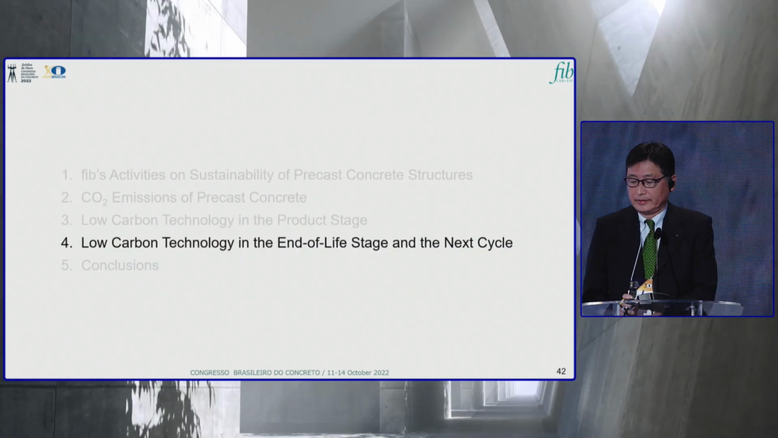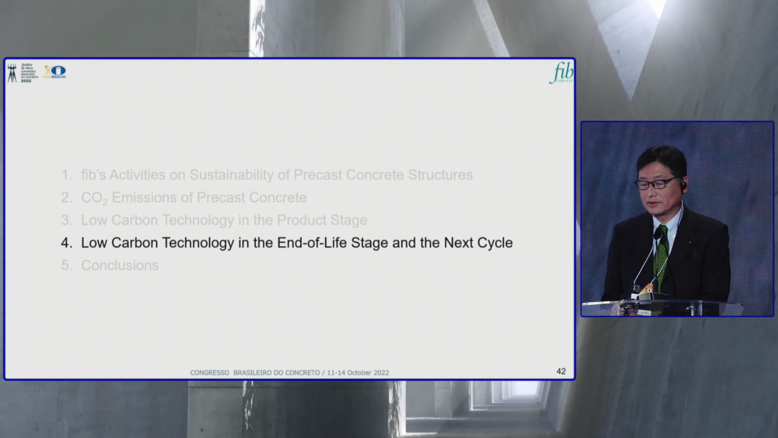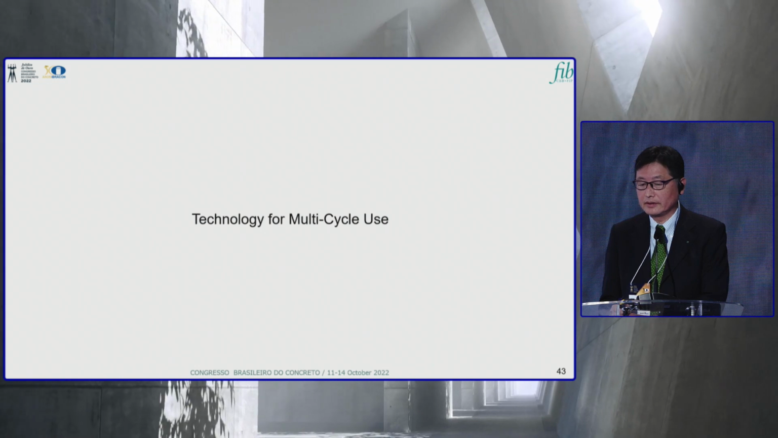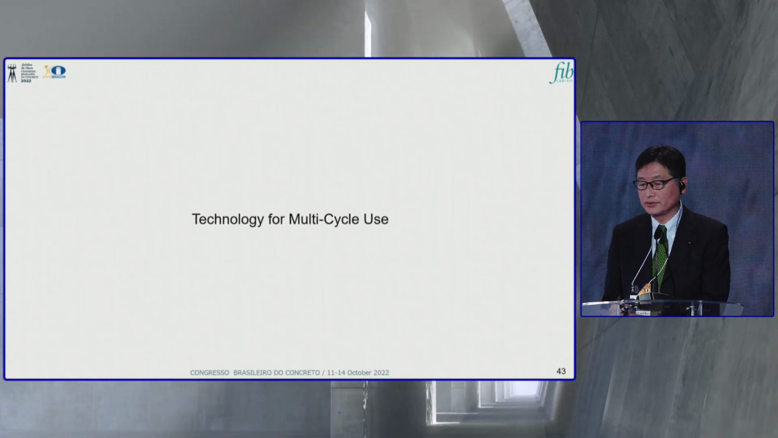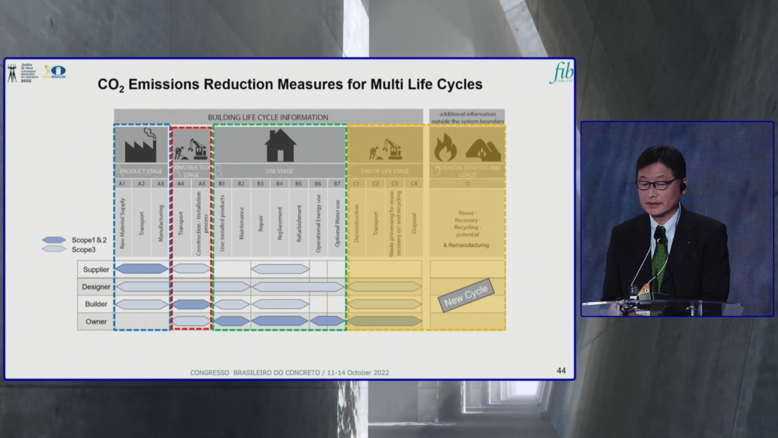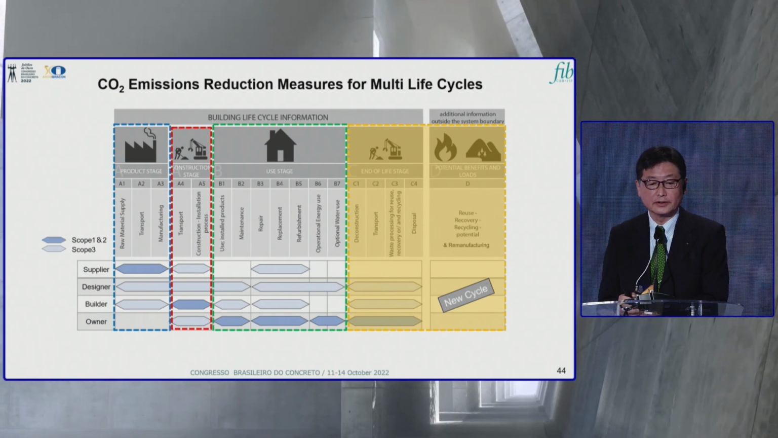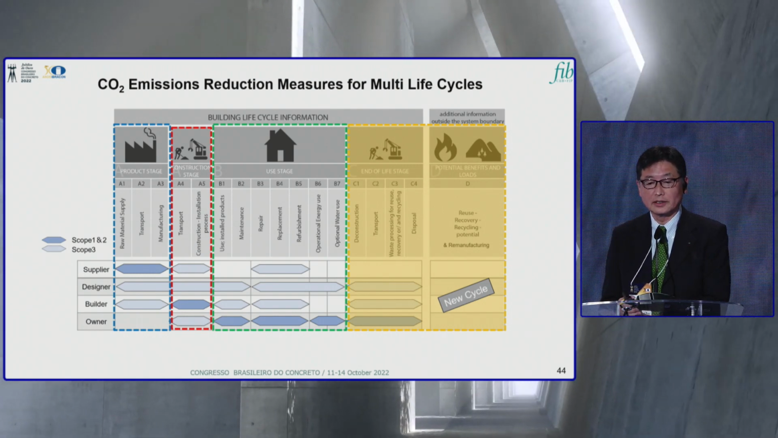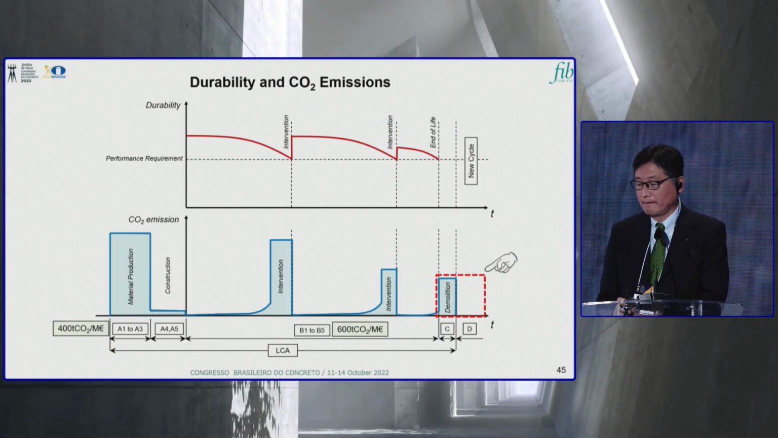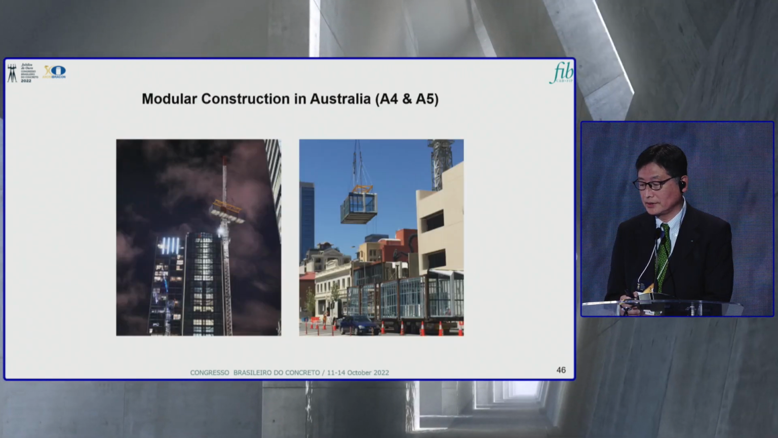Okay, so I will talk about the next cycle of the precast structures. We have to think about multi-cycle use of the precast members, as I said yesterday, and easy demolition, and also to assess the used members and make them into new members, in the C and D stage.